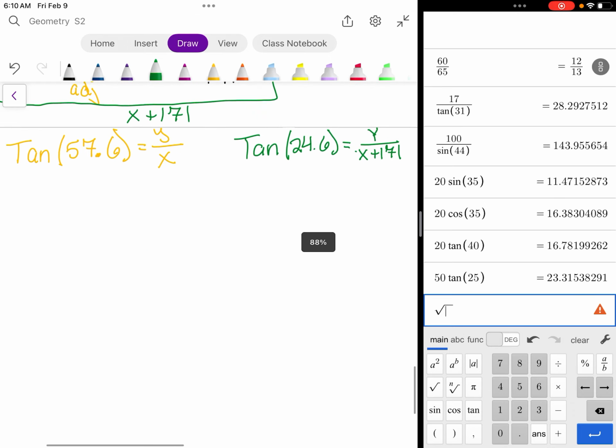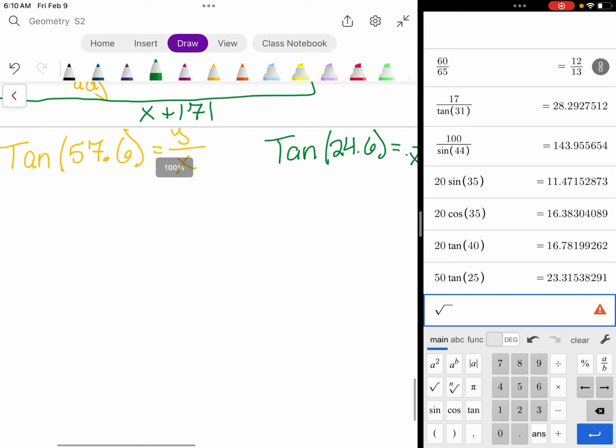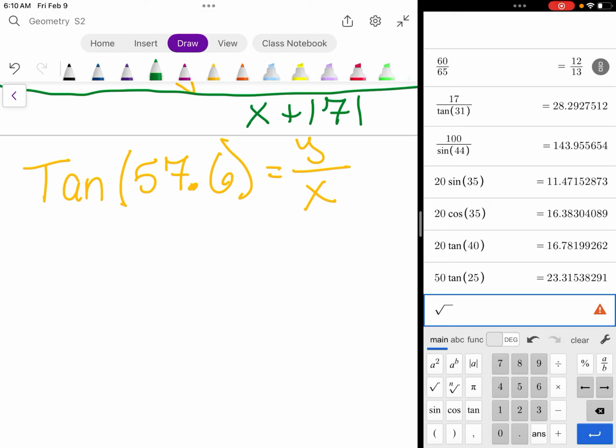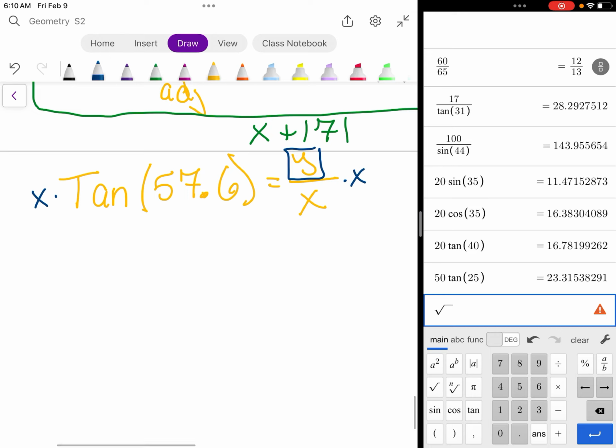Now with these two equations, your algebra of solving a system of equations is going to come in handy. So these two equations have two variables, an x and a y. What we're going to do is solve our first equation. We want to get y by itself. Right now it's being divided by x. So we're going to multiply both sides by x. And that is going to give us x times the tangent of 57.6 is equal to y.